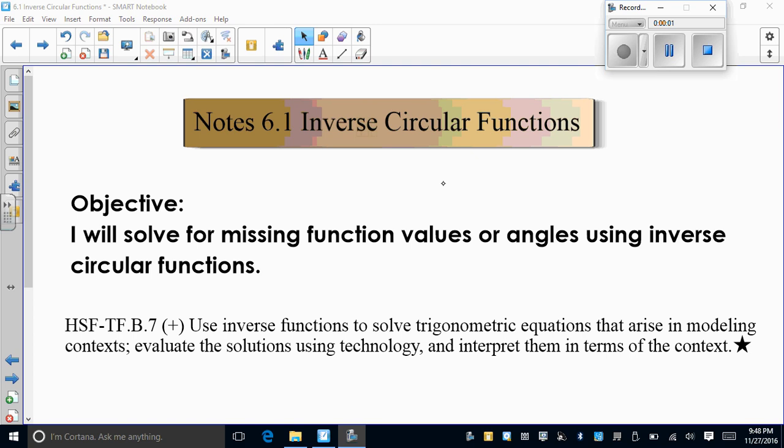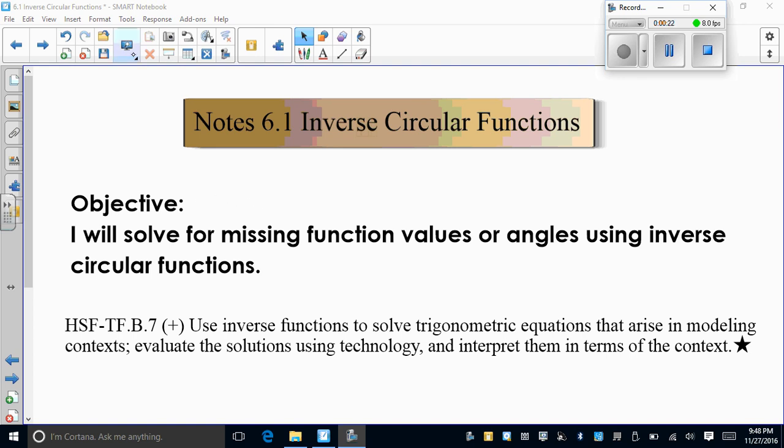What we did in chapter 5 you need for chapter 6, and anything we didn't cover from chapter 5 we will cover in chapter 6. So you're going to solve for missing function values or angles using inverse circular functions. They're going to actually talk about the inverse of your trig functions.